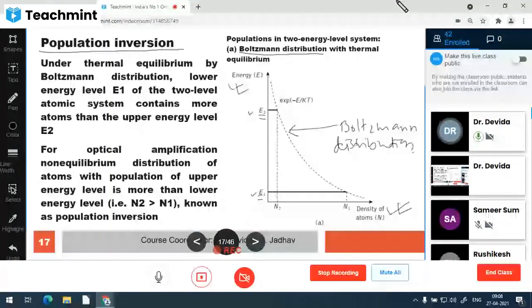So those atoms which are having the valence state condition are having number N1, and those atoms which are having conduction state are having number N2. That means N1 plus N2 are total atoms. Out of total atoms N1 plus N2, N1 atoms are in the valence state and N2 atoms are in the conduction state. That is the graph.